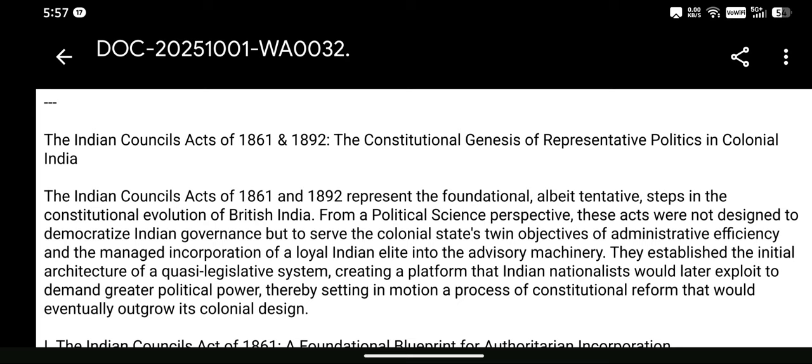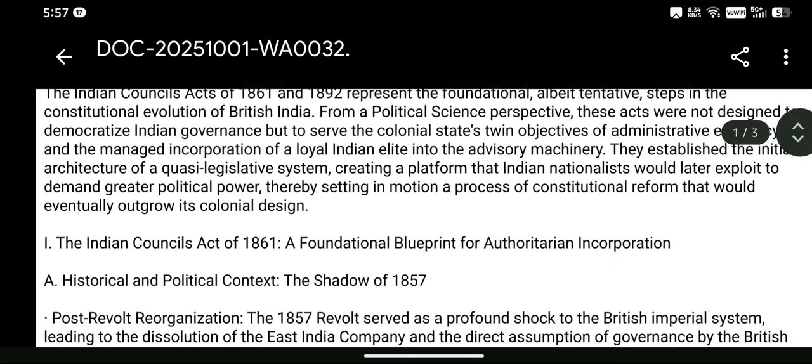The Indian Councils Act of 1861 and 1892 represent the foundational, albeit tentative, steps in the constitutional evolution of British India. From a political science perspective, these acts were not designed to democratize Indian governance, but to serve the colonial state's twin objectives of administrative efficiency and the managed incorporation of a loyal Indian elite into the advisory machinery.